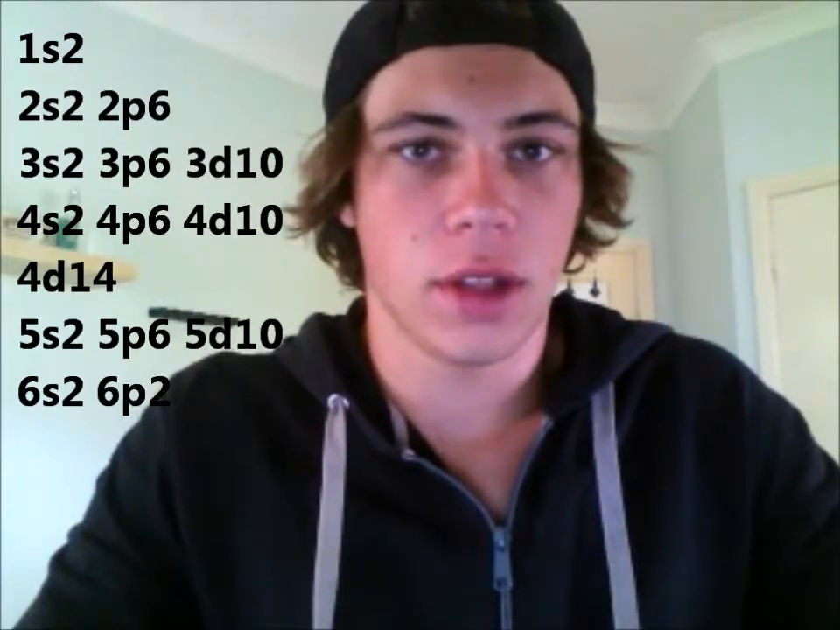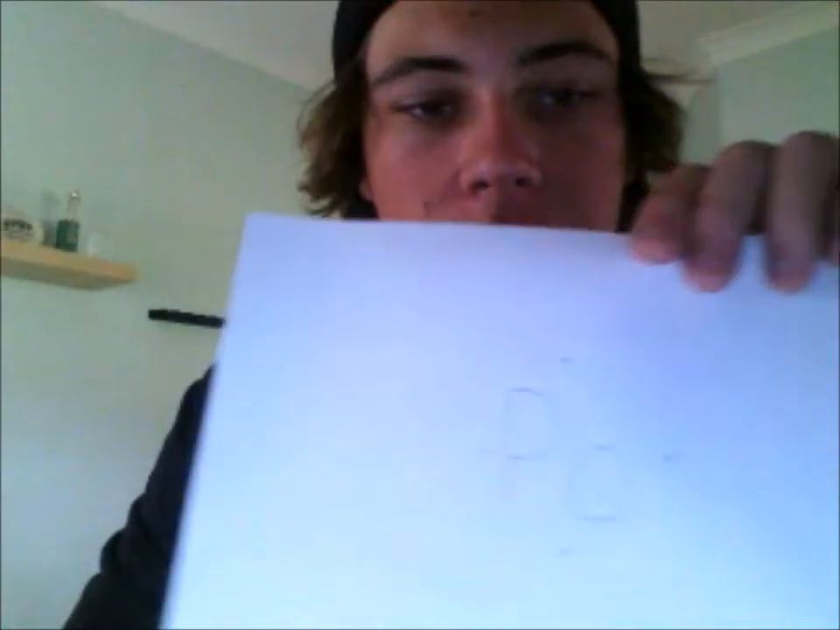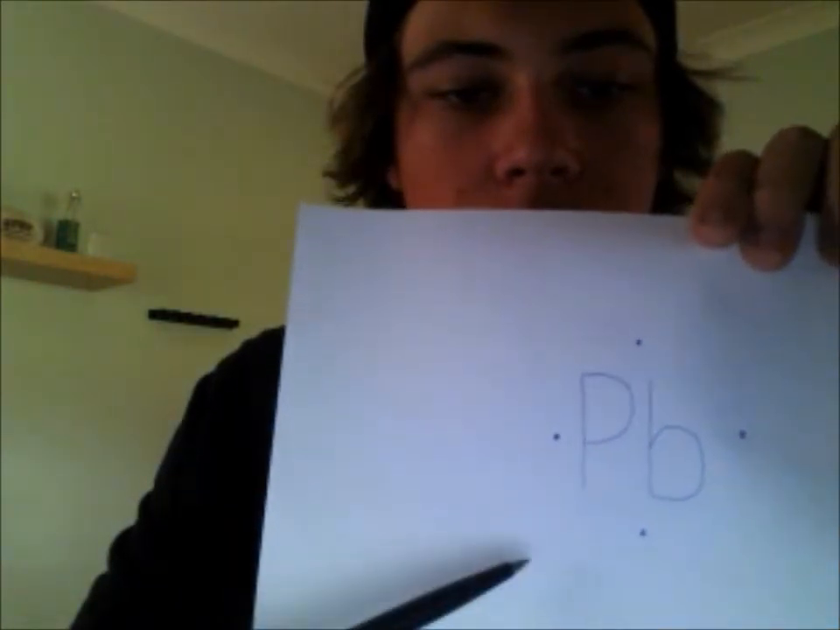It has a melting point of 327.5 degrees Celsius and a boiling point of 1740 degrees Celsius. The electron shell configuration of lead looks like this. And the Lewis dot structure of lead looks like this, with 4 valence electrons.